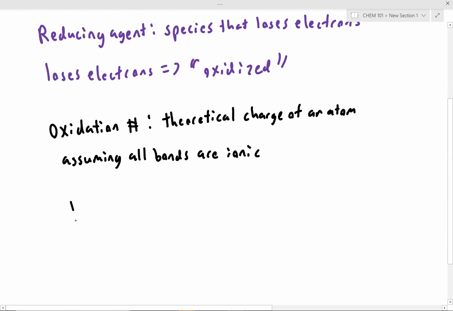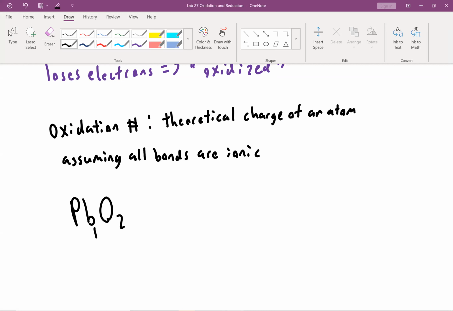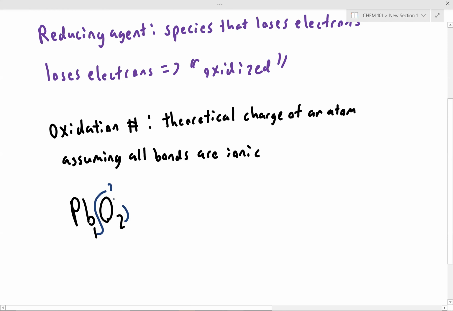For example, PbO2, or lead oxide. I'm avoiding specifying the charge for now because that's an exercise that we have to do. So if we want to figure out the charge of lead oxide, how do you figure out the charge from the formula? Yeah, we take our subscripts and cross them. Yep, exactly right. So that gives us Pb2+ and O-.